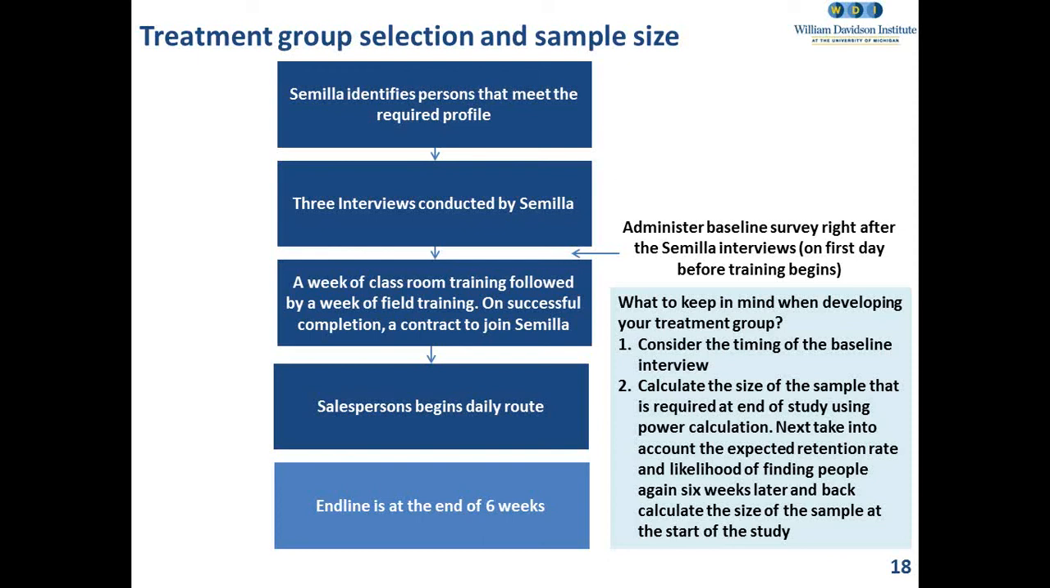In determining how many people to interview at baseline to reach this number, we took into account both attrition, which is our ability to find people again, as well as the fact that not everyone who starts at Semilla will stay at Semilla for 6 weeks. Some may stop working for Semilla for personal reasons, while others may be let go. Now Yaquta is going to talk about how we developed the survey to measure the prioritized impact variables.